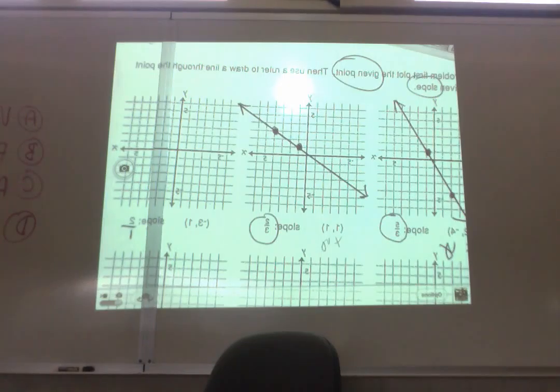That should be a negative, because it's the negative slope. Okay, I was wondering what these little speeches were. Interesting.